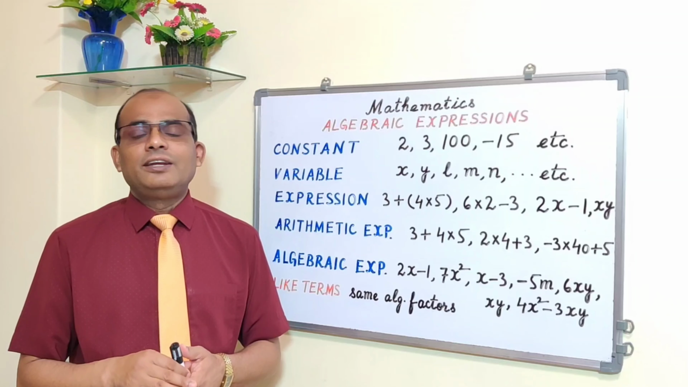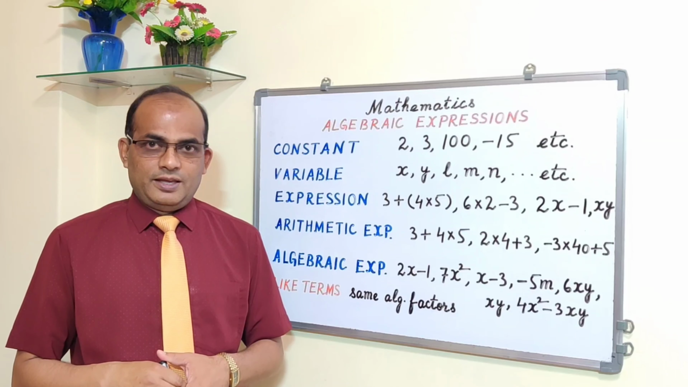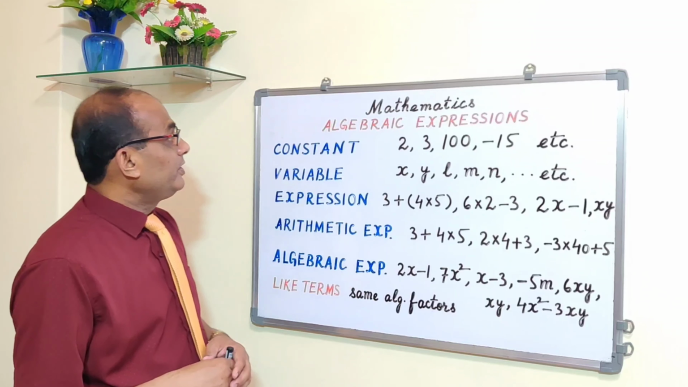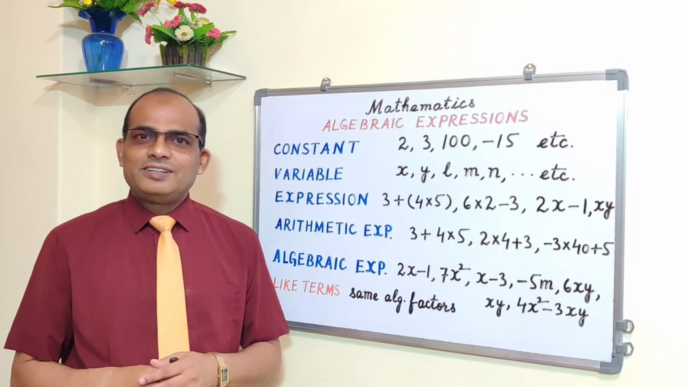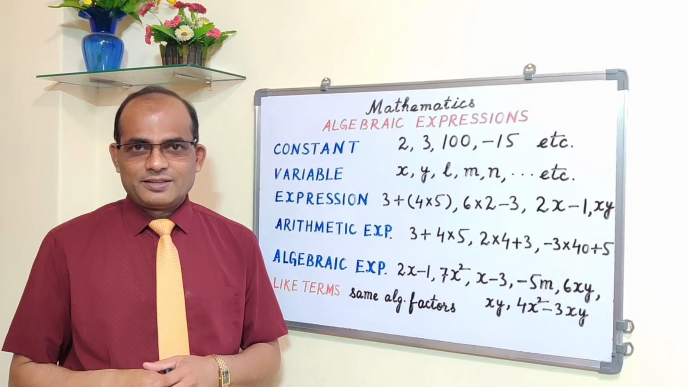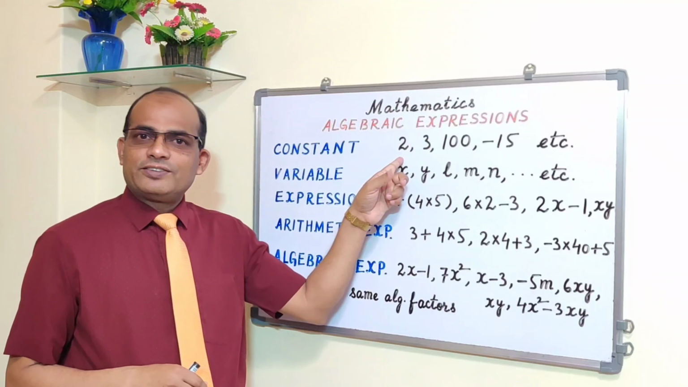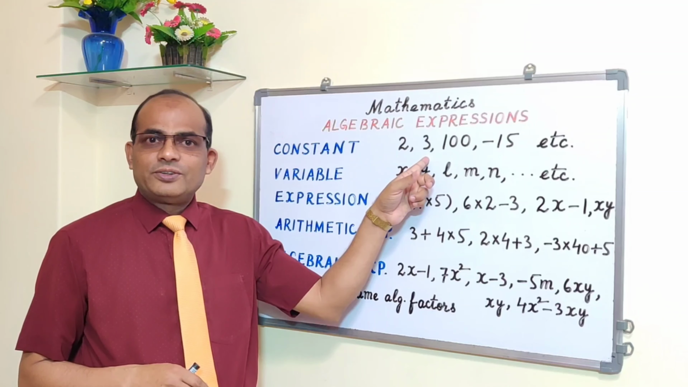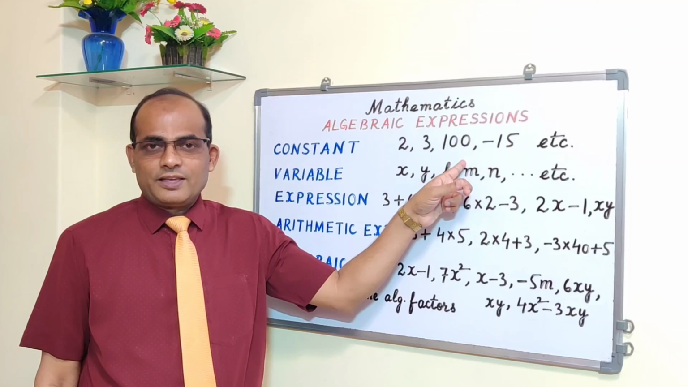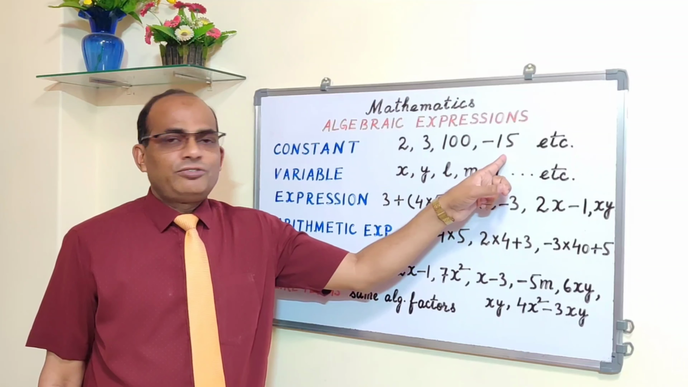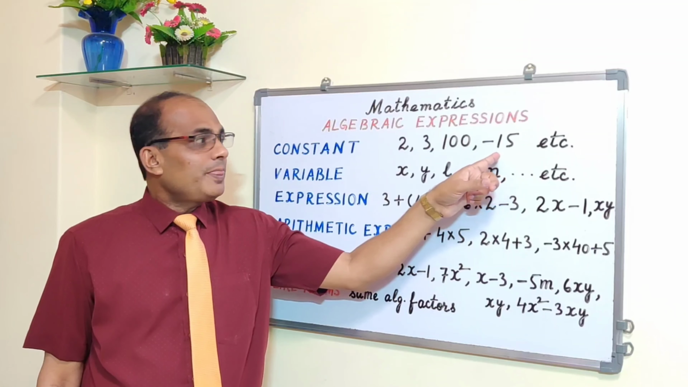So first let's understand what algebraic expressions are. Some important terms. The first is constant. A constant has a fixed value. No change. 2, fixed. 3, fixed. 100 is a constant because its value is fixed. Minus 15, a constant. The value is fixed.